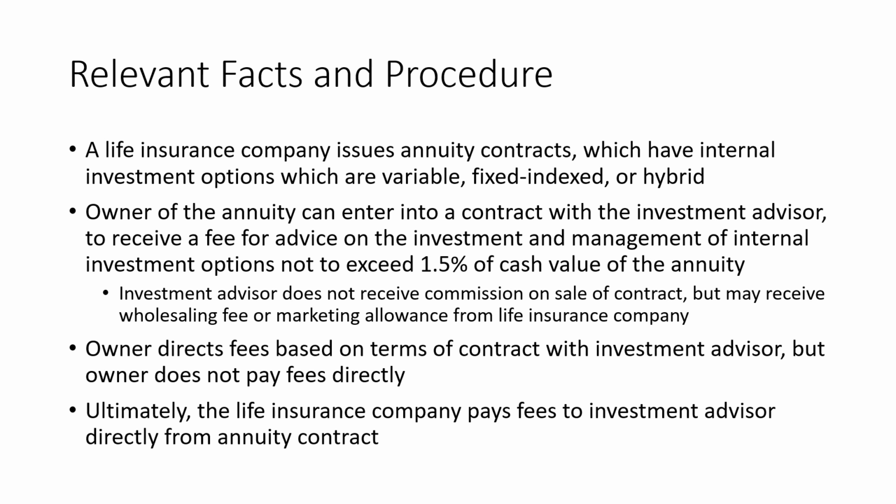Now, what was allowed, and this is kind of ancillary, was that the investment advisor could receive a wholesaling fee or marketing allowance from the life insurance company in this case. Ultimately, the owner would direct the fees based on the terms of the contract with the investment advisor. The investment advisor was free to agree with the owner of the annuity on a fee of up to 1.5% of the cash value, but it couldn't exceed that amount. And the owner didn't pay the fees directly. Instead, the life insurance company in charge of the annuity would pay that fee to the investment advisor at the direction of the owner, directly from the cash value of the annuity contract.